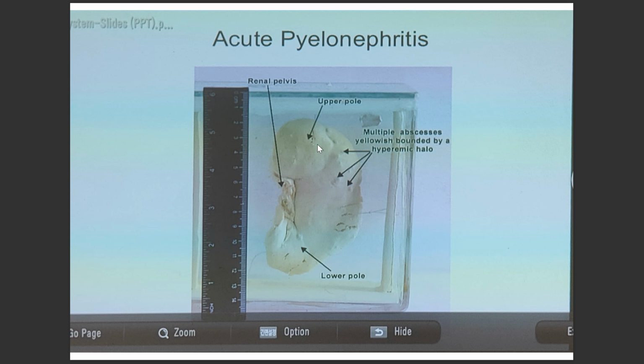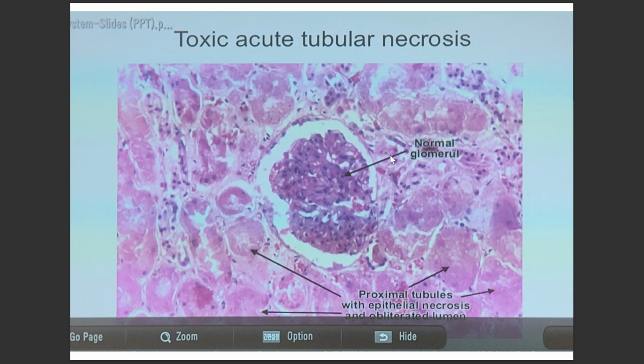It's the gross view. You can see on the surface of the kidney some yellowish abscesses, or we can say foci. The size of the kidney is normal or slightly enlarged. This indicates acute pyelonephritis. Let's go to another slide.